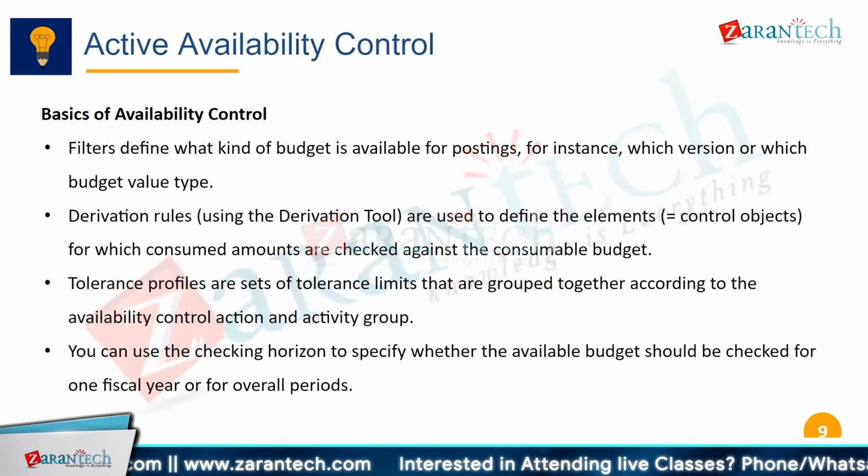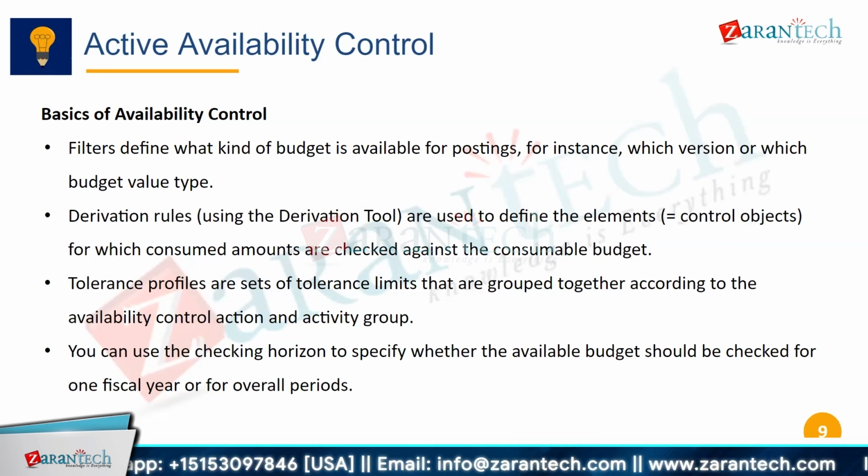So the derivation tools we saw are available in all the means of deriving the commitment item, fund center, etc., all the account assignment objects. And whenever any document is posted in actuals, it will use the derivation tool to derive the account assignment elements. Tolerance profiles are a set of tolerance limits that are grouped together according to the availability control and activity group.